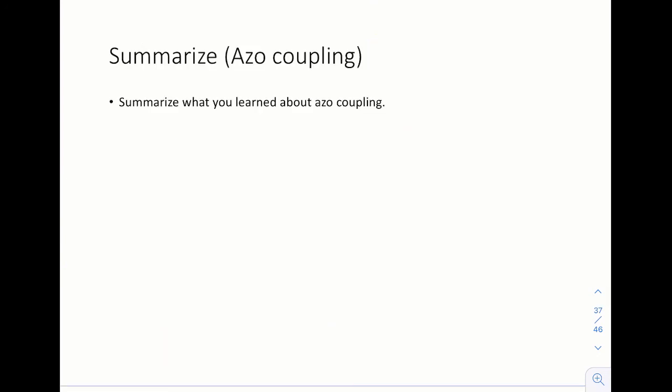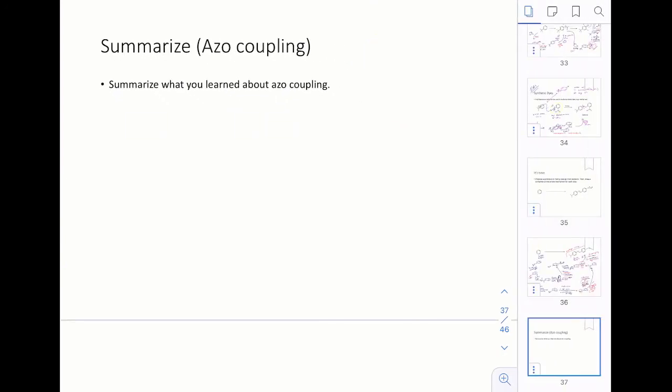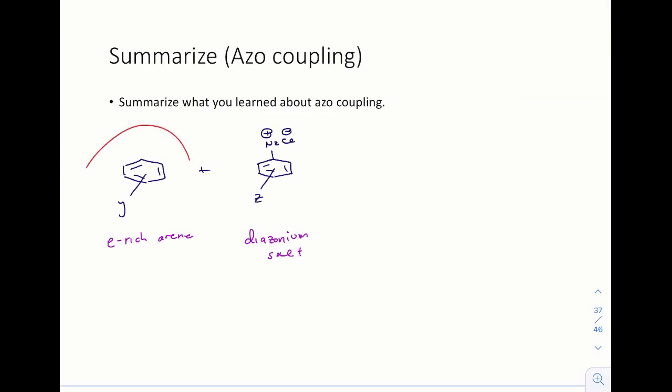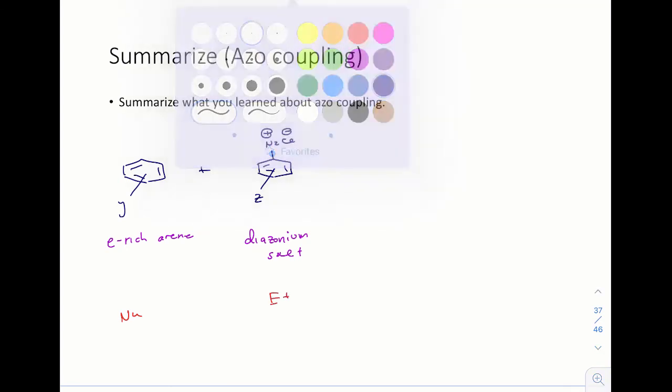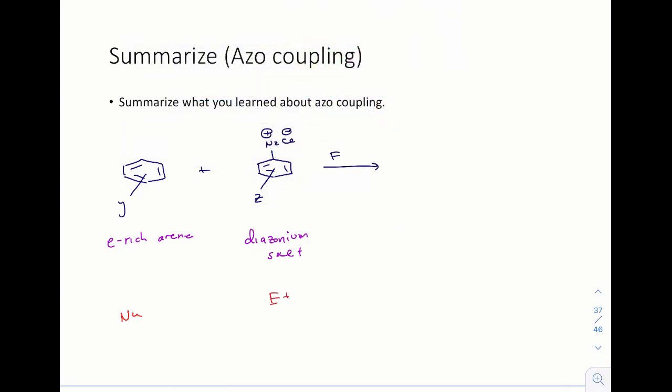All right, summarize what you've learned about azo couplings. I will help you out a little bit. An electron-rich arene will act as the nucleophile, and the diazonium salt is the electrophile. As we discussed, an electrophilic aromatic substitution reaction occurs where this is the electrophile to form the diazo dye.